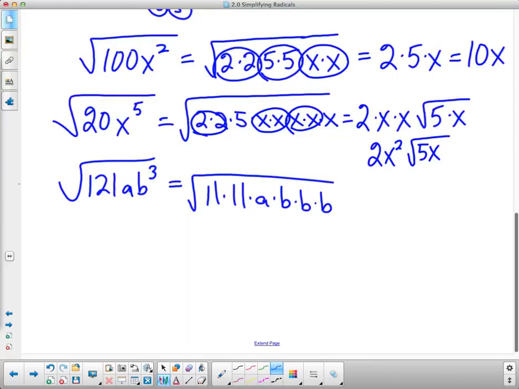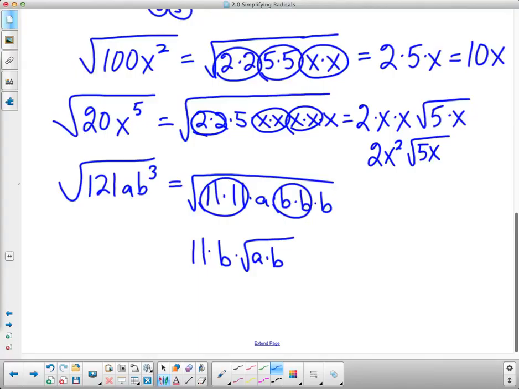The A doesn't repeat. If it was repeating, it would be in the parentheses. So the A is there once, the B is there 3 times. So pairing up, 11, and underneath there's an A and a B that remains.